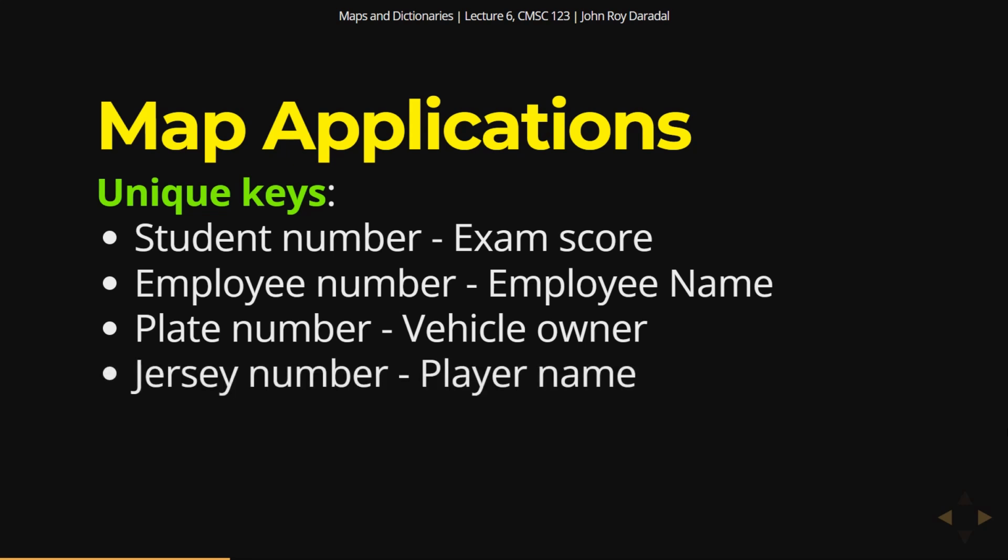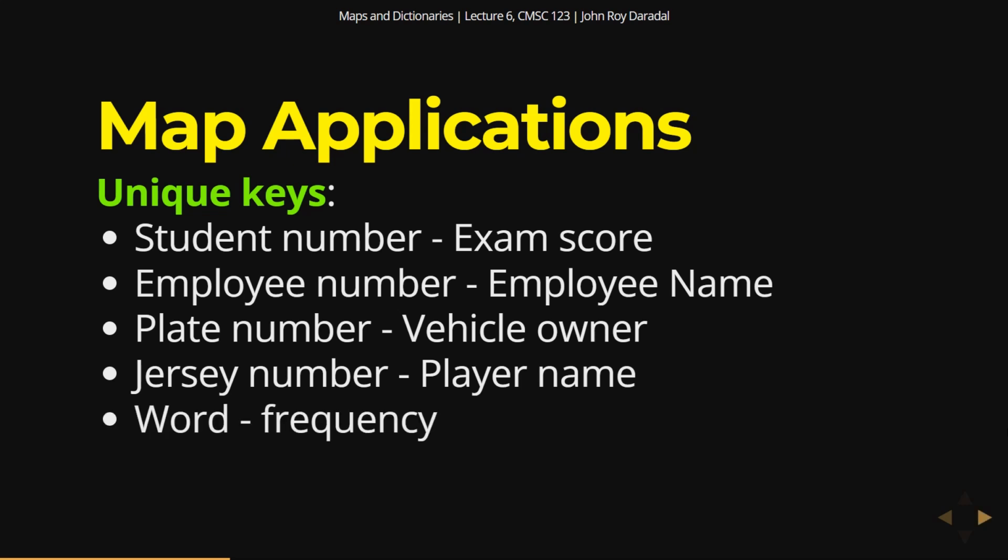And then in sports, in a basketball team or in a football team, volleyball team, jersey numbers are unique also. So the jersey number is the key, and then the value would be the player name. So who owns that jersey number?